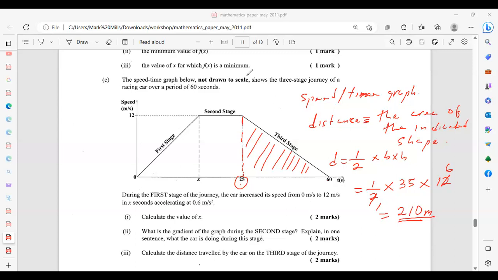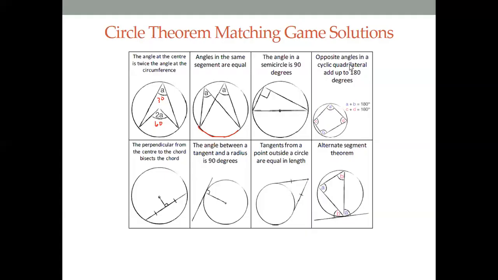Okay, we move on to, so if this side is A, right? If this side is, let's say, 20 degrees, this angle is going to be 20 degrees because they are in the same segment. Yes, continue.